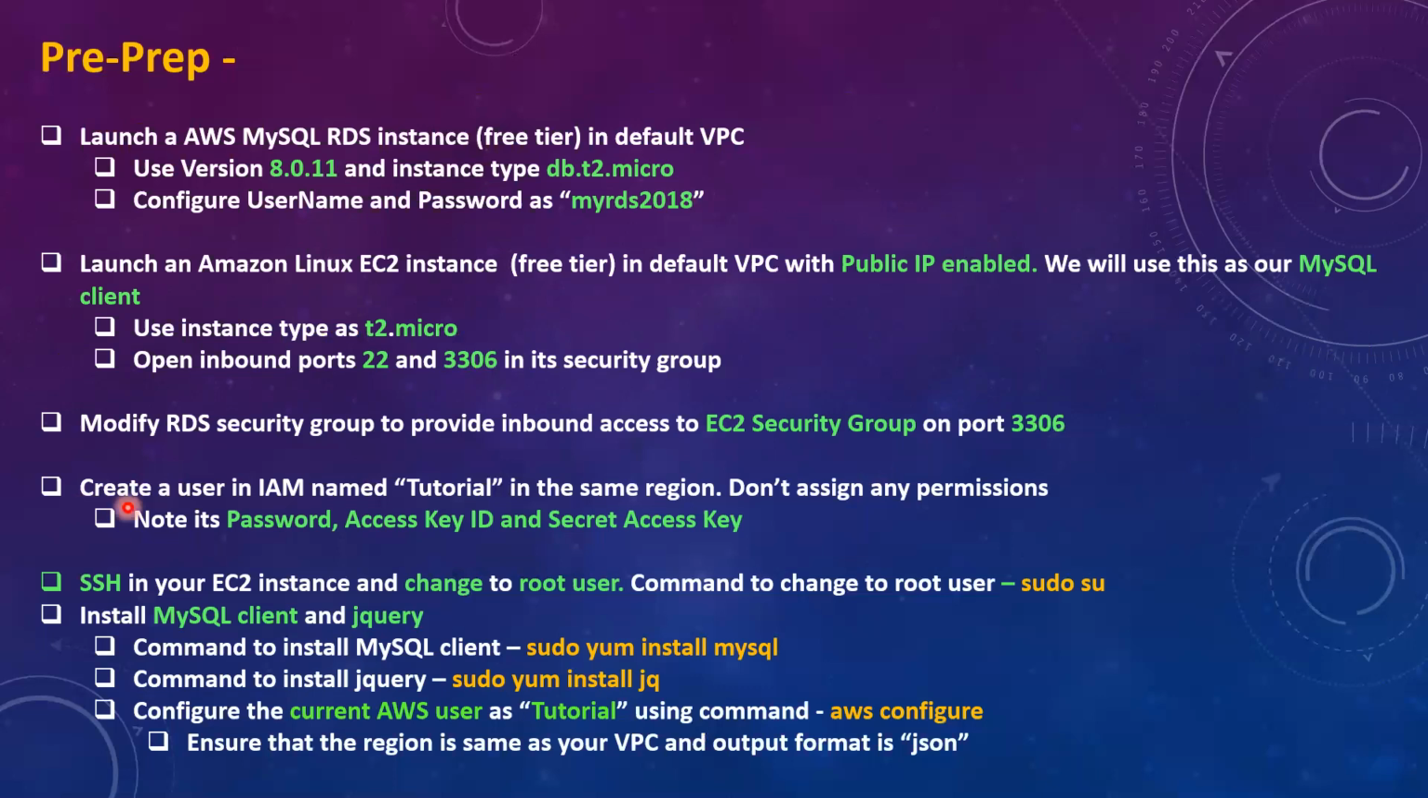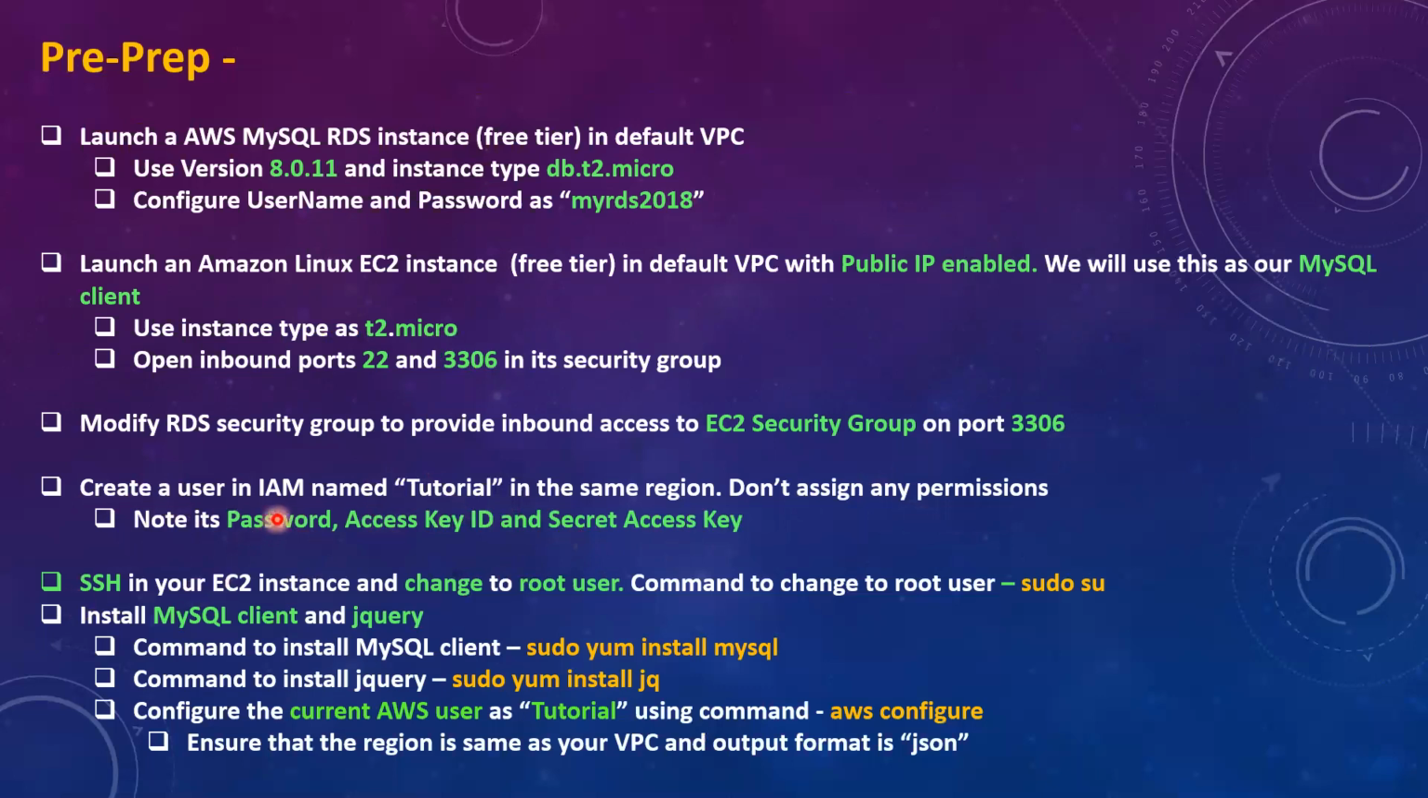Finally, go ahead and create an IAM user named tutorial. This user should be in the same region as your RDS instance and your EC2 instance. Don't assign any permissions to this user. Just note its password, access key ID, and secret access key.